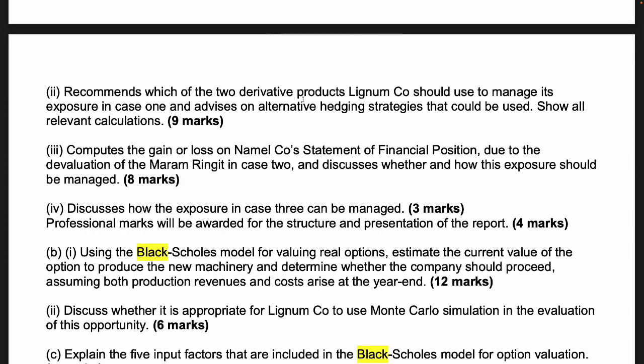Recommend which of the two derivatives Lignum should use to manage its exposure to KSO and advise on an alternative hedge. Now, notice this part: recommend which of the two. Out of the two is what? The forward and the option, correct? Then advise on alternative hedge, that's the money market hedge. Clear? Okay. Show all relevant calculations.